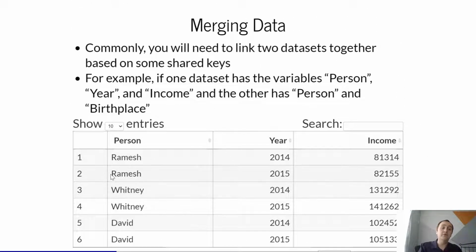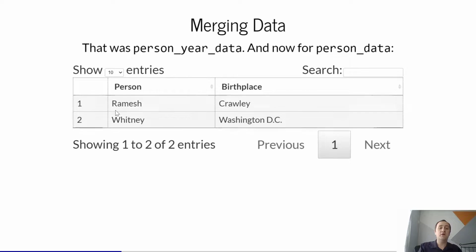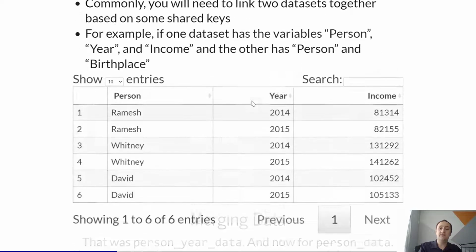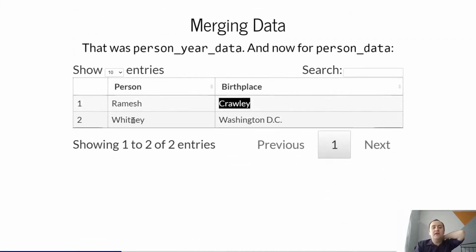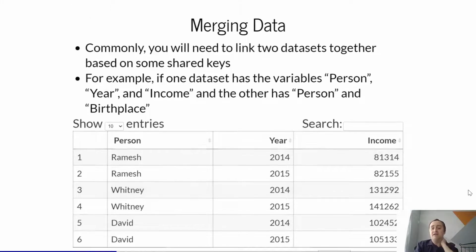Move on to row number 2. Ramesh again. Okay, look over here. Okay, here's Ramesh. Crawley again. Okay, I'm going to put Crawley here in the second spot. And the same for Whitney. Here's Whitney. Look over here for Whitney. Okay, Whitney is Washington, D.C. Stick Washington, D.C. right there, and so on, right? That's what the join functions do. They line things up based on the shared key variables, and they bring in the new data that lines up.